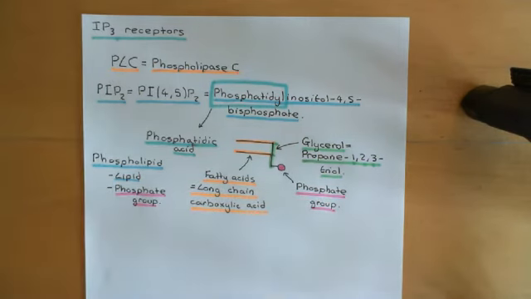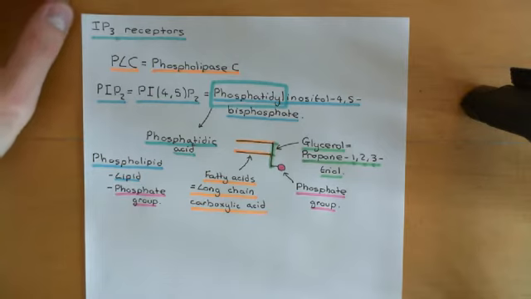So phosphatidic acid molecules are phospholipids, and all the things that are derived from phosphatidic acid, including this molecule that we are hunting for, which is phosphatidylinositol 4,5-bisphosphate, are going to be phospholipids because they contain phosphatidic acid.